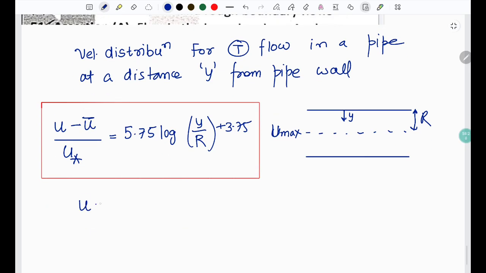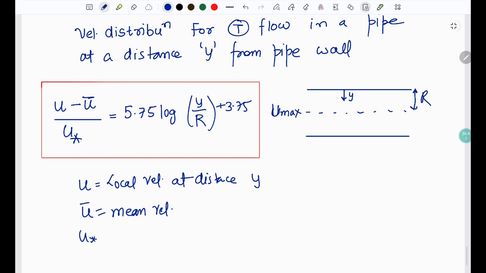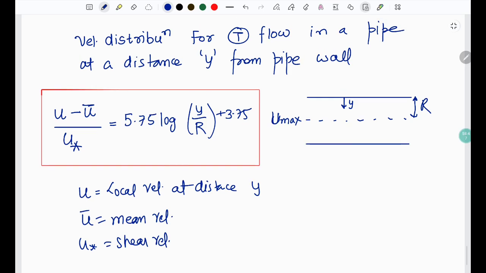where u is the local velocity at distance y, u bar is your mean velocity, and u star is the shear velocity, where u star is taken as root of f by 8.